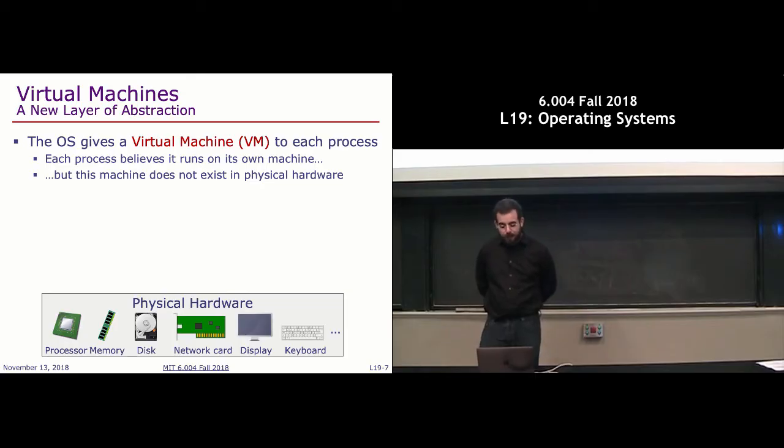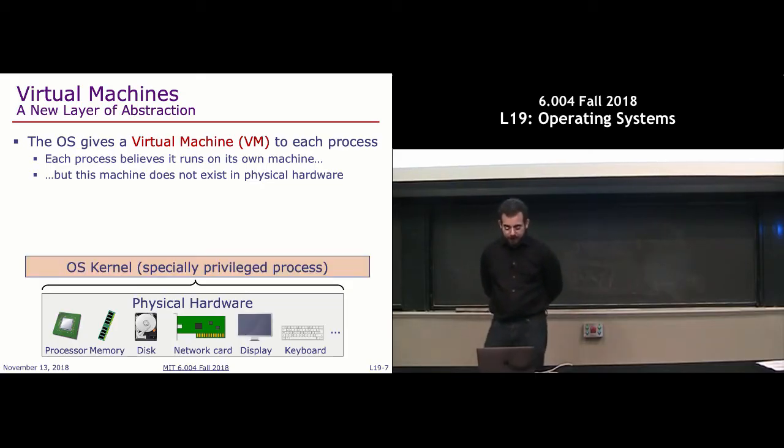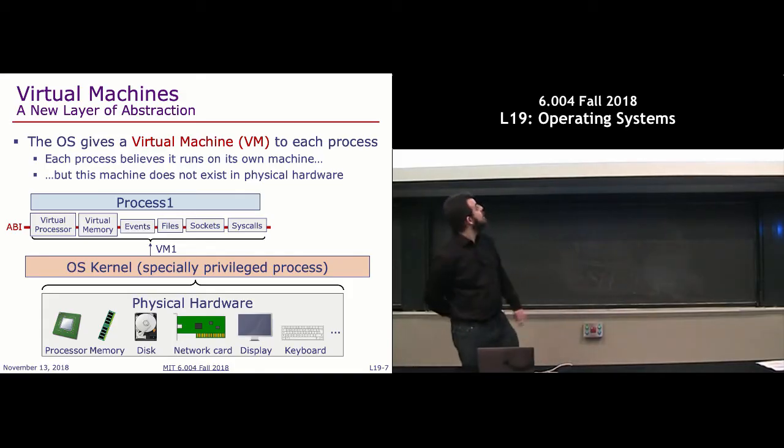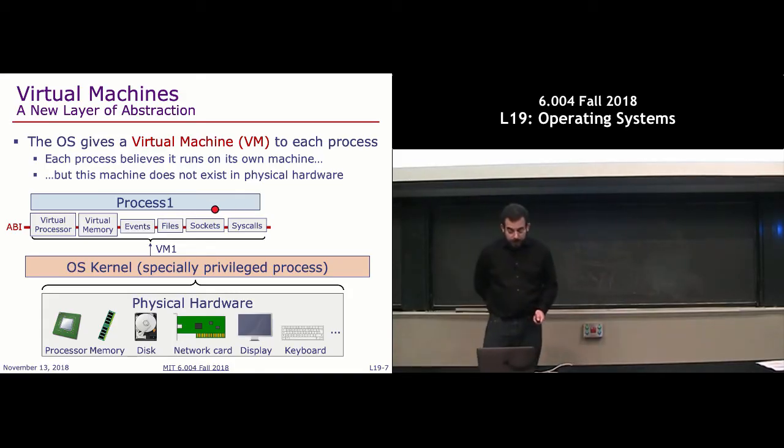Okay, so here's how it looks. You have the physical hardware at the bottom with all these devices. Then you have the operating system kernel, this specially privileged process that's running directly above the hardware. And then you have different processes. For process 1 over here, you have this ABI that consists of a virtual processor, some virtual memory, and then different system calls, files, sockets, different events, and this is all provided by what we call the virtual machine, a virtual machine for this process.